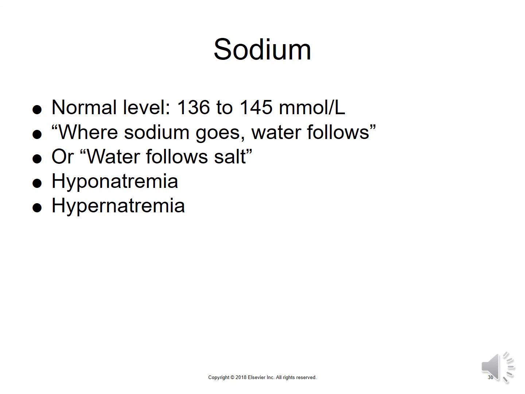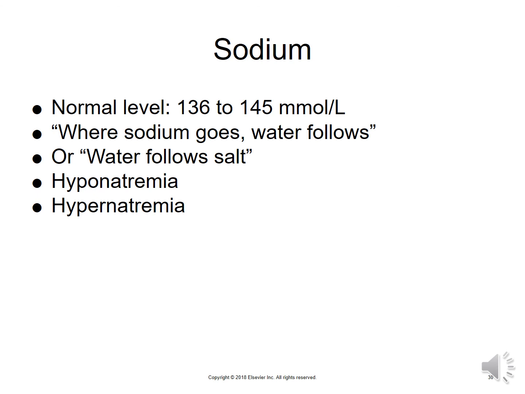Since electrolyte imbalances occur frequently with dehydration, let's look at some of these electrolytes. We'll start with sodium. What's a normal sodium level? 136 to 145 is normal sodium. Remember, where sodium goes, water follows. Water follows salt is an easier way to say it. Hyponatremia is low sodium level in the blood. Hypernatremia is high sodium level in the blood.